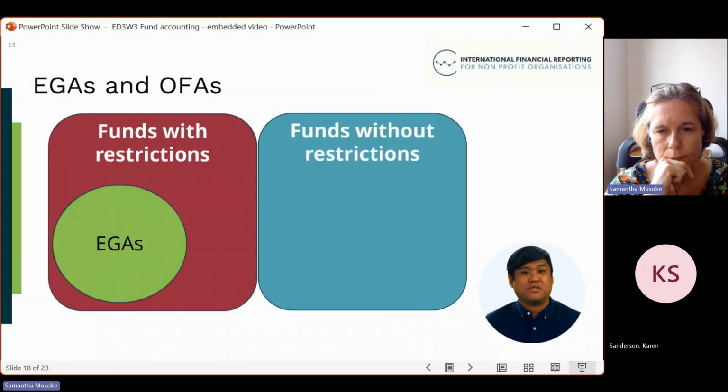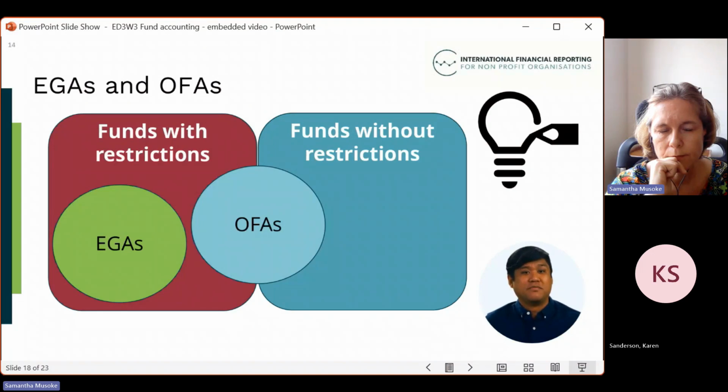INPAG Exposure Draft 2 covered the accounting for grant arrangements. This categorized grants as either enforceable grant arrangements, EGAs for short, or other funding arrangements, called OFAs. The obligations in EGAs create a requirement for the NPO to act in a specific way. So where an EGA meets the criteria to be a fund, the expectation is that it will be presented as part of funds with restrictions. This is the case, even though the rights and obligations arising from the EGA may be shown as an asset or liability, rather than giving rise to a fund balance.